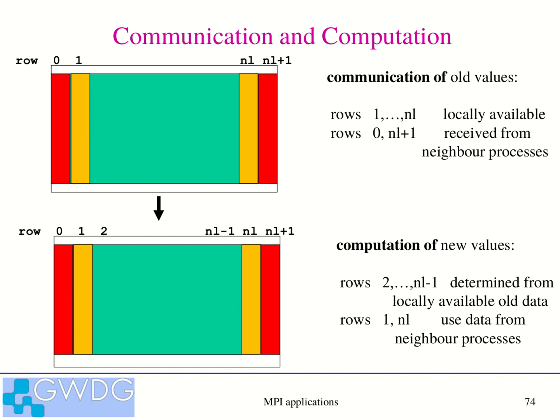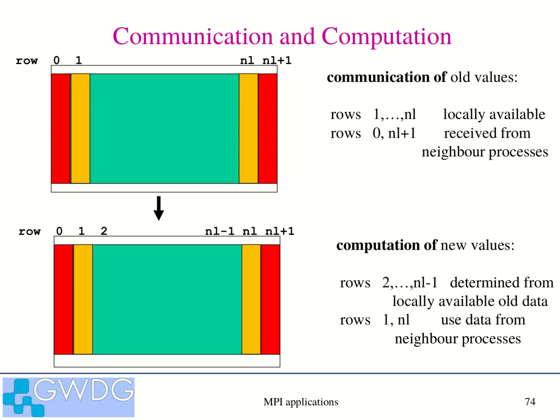I think I should replace all row by column here. Here it must be read columns. So this is the communication step, and then the computation. I compute the columns 2 up to nl minus 1. I can compute using just values which are already in my domain, and only for computing column 1 and column nl, I need the values from my neighboring processes.